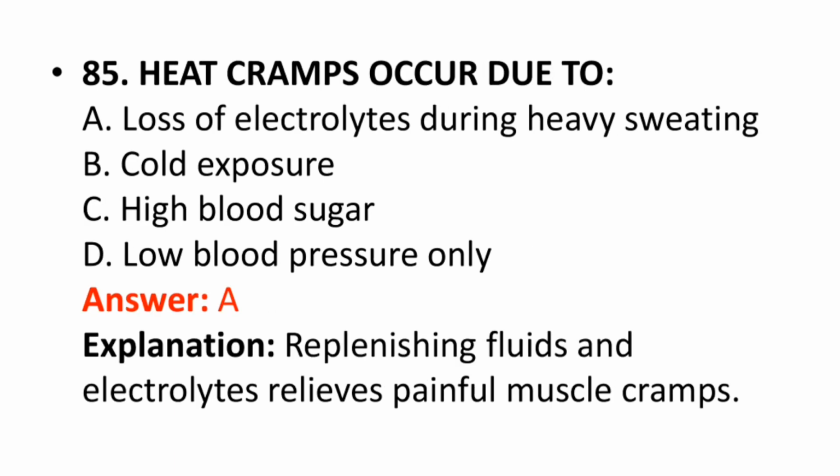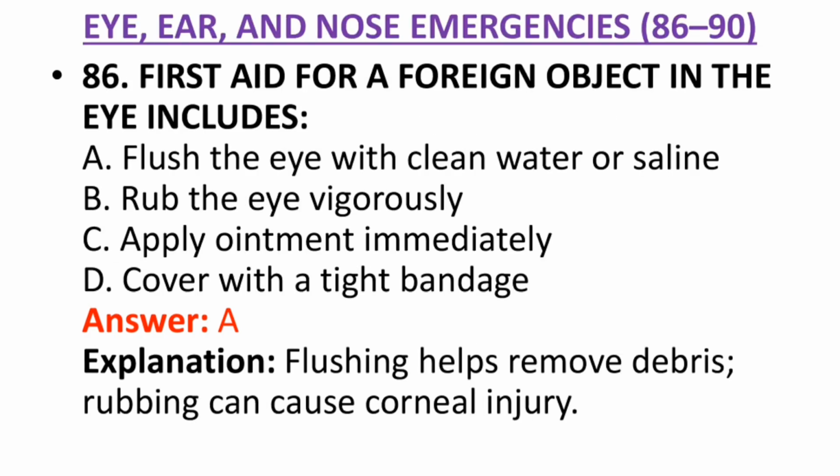Heat cramps occur due to option A: loss of electrolytes during heavy sweating. Option B, cold exposure. Option C, high blood sugar. Option D, low blood pressure only. The correct answer is option A. Heat cramps occur due to loss of electrolytes during heavy sweating. Replenishing fluids and electrolytes relieves painful muscle cramps.